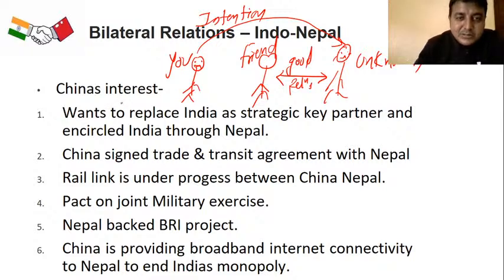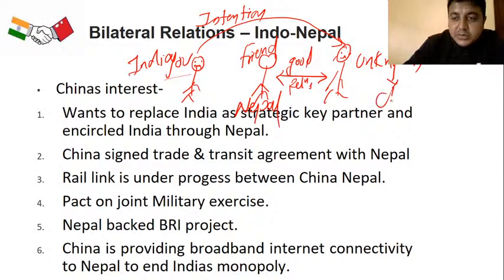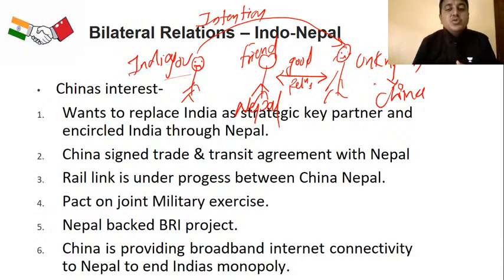And just replace this thing. Replace you with India, your friend with Nepal, and the unknown person with China. And India knows the relation between Nepal and China is not based on friendship. It is based on opportunity. China wants to grab this opportunity to control Nepal and to subdue India. Clear? So that's why it is a matter of concern for us.